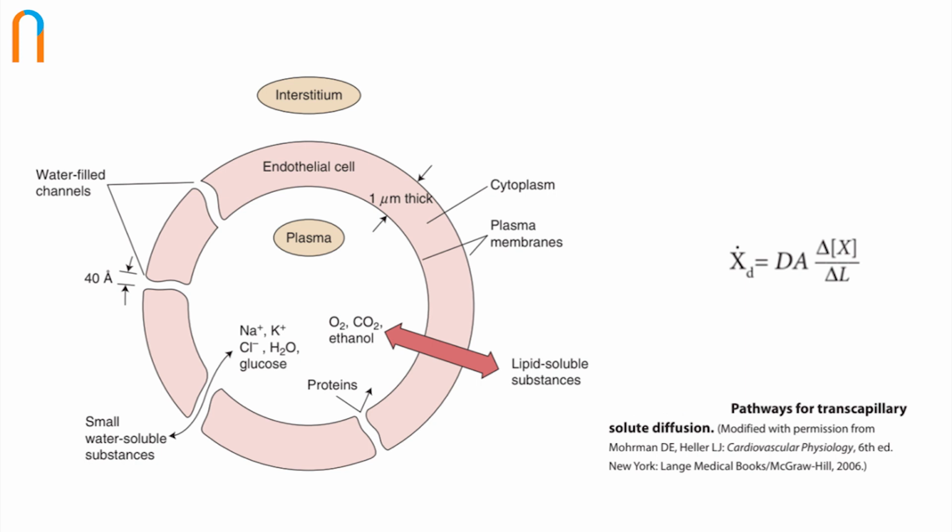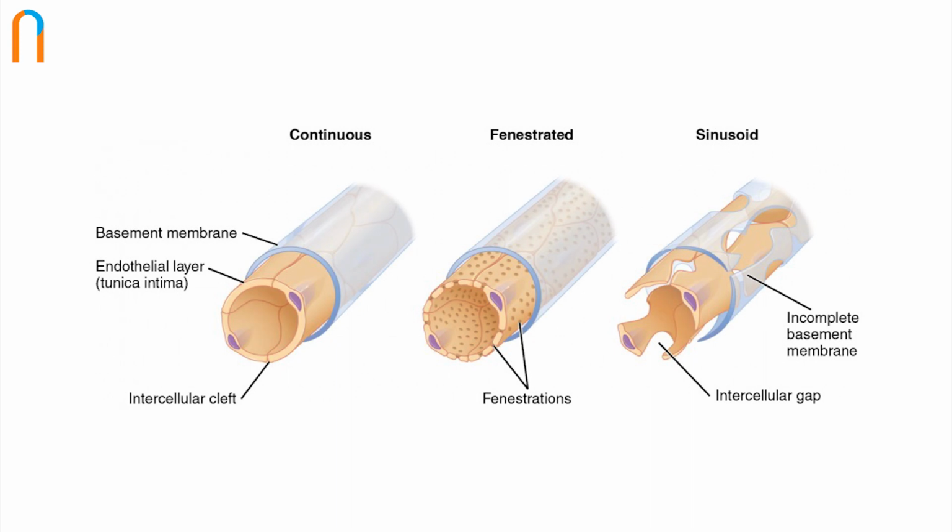Two fundamentally distinct pathways exist for transcapillary exchange. Lipid-soluble substances, such as the gases oxygen and carbon dioxide, cross the capillary wall easily, because the lipid endothelial cell plasma membranes are not a significant diffusion barrier for lipid-soluble substances. Transcapillary movement of these substances can occur through the entire capillary surface area.